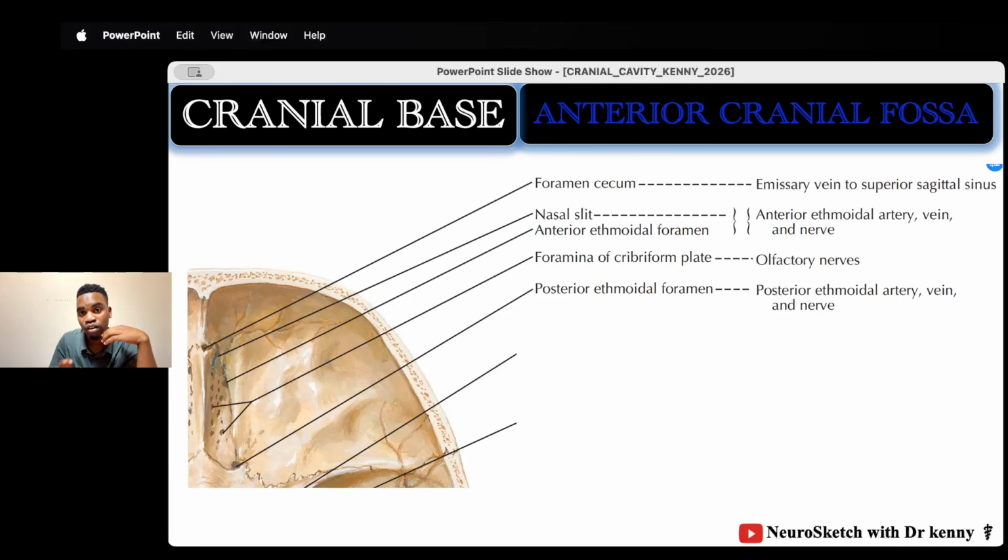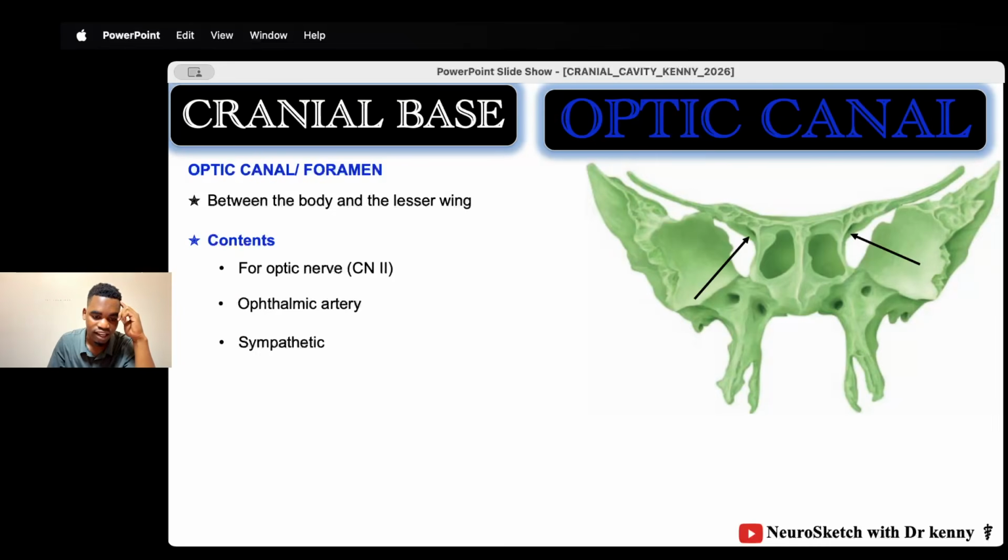And then we're going to the middle cranial fossa, and a lot of structures in the middle cranial fossa we have already discussed, so it's just a matter of revision. Number 1 is your optic canal, and the optic canal, remember, is for your cranial nerve number 2, which is the optic nerve. The optic canal transmits the optic nerve, the ophthalmic artery, and the sympathetic branches that are going to supply the eye.